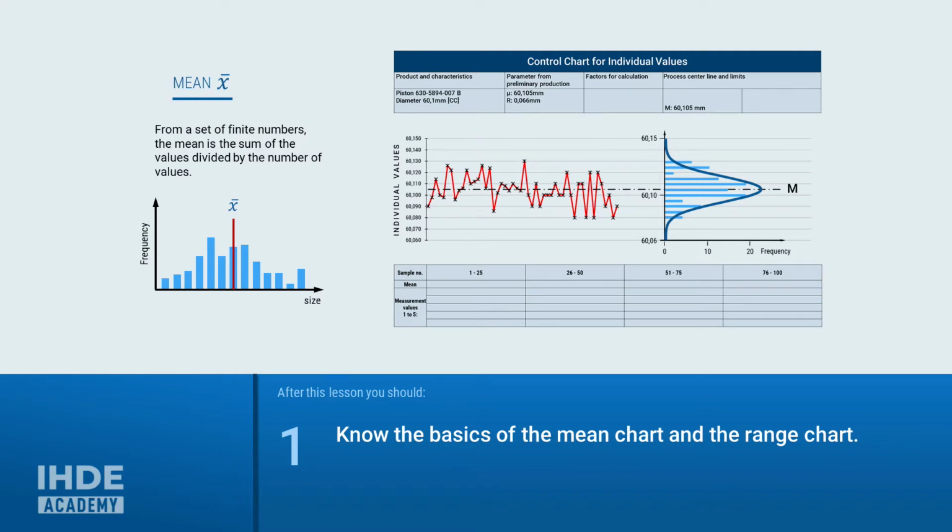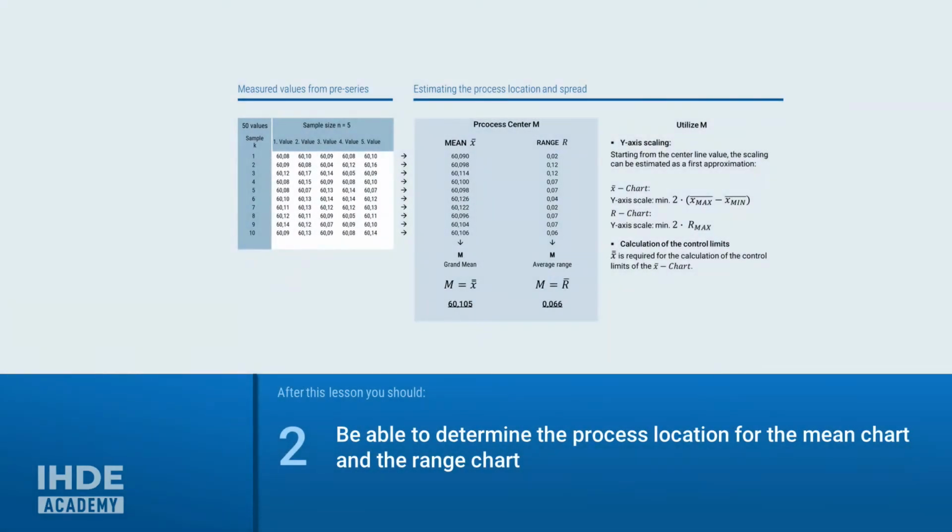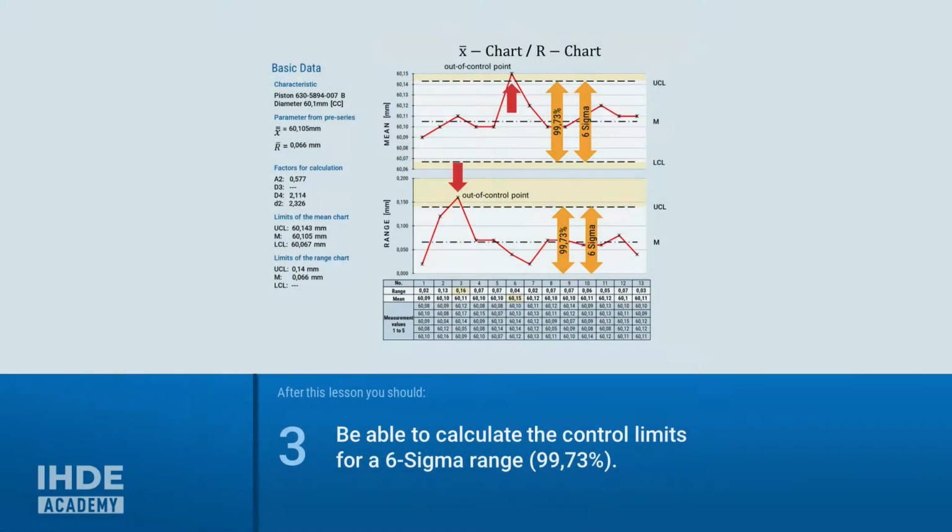For those who haven't seen the other lessons, the most important basics are briefly repeated again. So, after this lesson, you should know the basics of an average chart and a range chart. Furthermore, you should be able to determine the center line of the average chart and that of the range chart based on the data from a pre-series. And almost most importantly, of course, you should be able to calculate the control limits for both control charts.